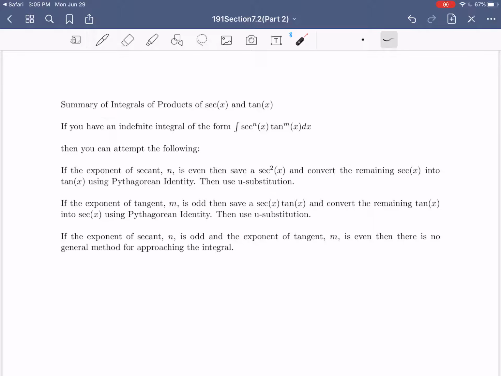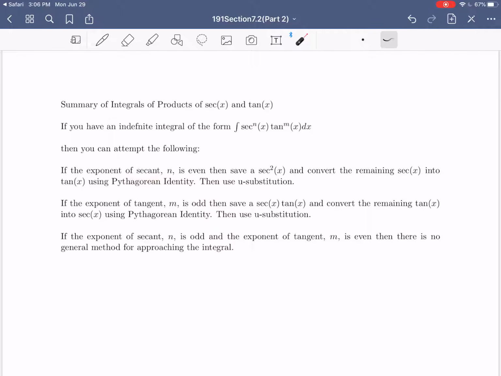So, the summary for integrals of products of secants and tangents. It turns out that as we talk about this, and we'll go back to the examples we just did, we've handled almost all the cases. There is one case, though, that there is no general approach for, and we'll have to talk about that. So, if you have an indefinite integral of the form secant to the n tangent to the m of x, so a product of secants and tangents, then you can attempt the following here.